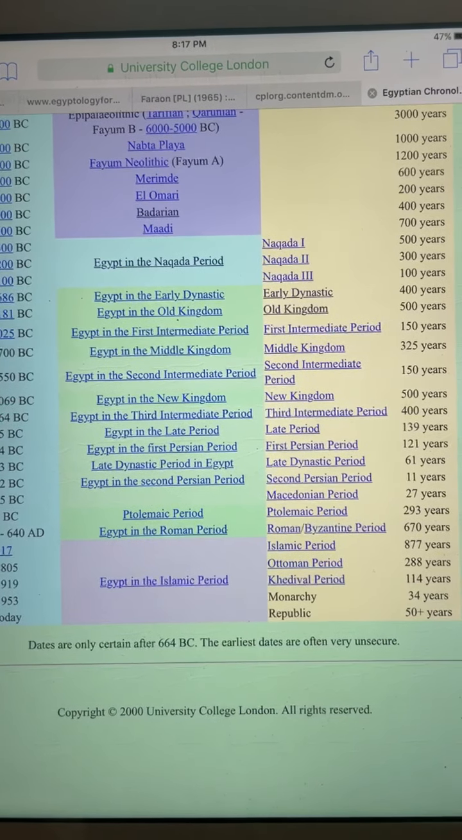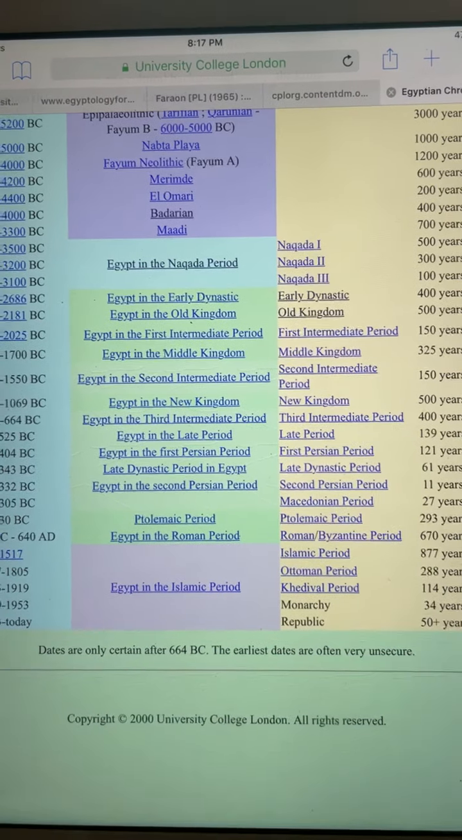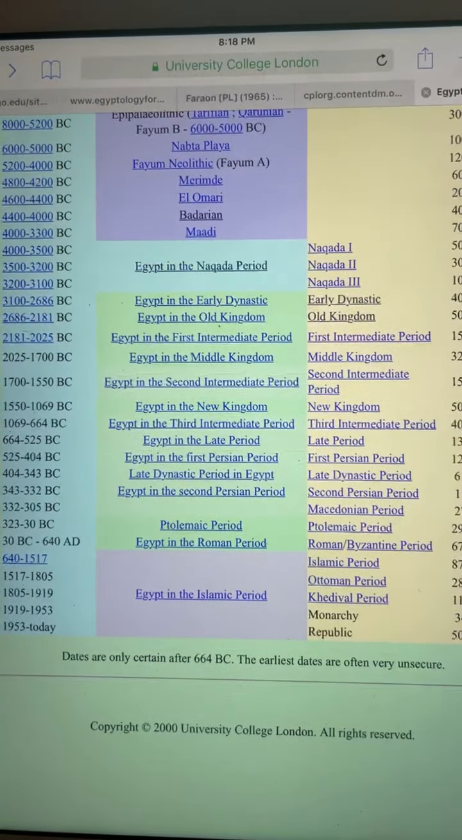The webpage is University College London. You can see it right up there, guys, okay?